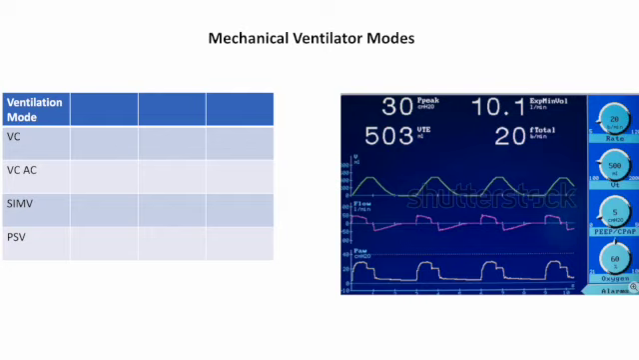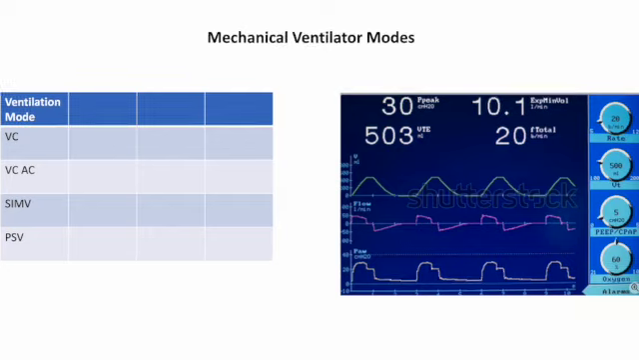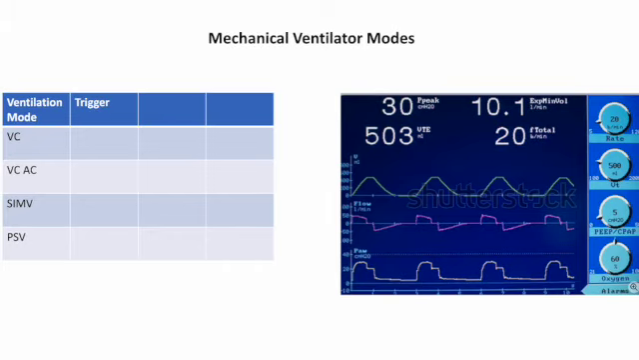So conceptually, all ventilator modes have 3 parameters. And what are those parameters? Yeah, so the first is the trigger, appropriately named, what triggers inhalation. So that could be time. For example, if the ventilator is set to 20 breaths per minute, then the trigger is time, and a breath will occur every 3 seconds.